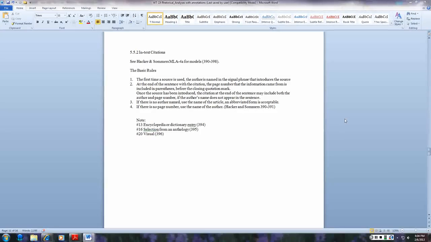So the basic rules: you use a signal phrase to introduce the source. The first time the source is used, the author is named in the signal phrase. At the end of the sentence, with the citation, the quote, or the borrowed material, the page number is included in parentheses. The citation at the end of the sentence may include both the author and the page number. Once the author has been introduced, the source has been introduced. If no author is named, use the name of the article. If there is no page number, use the name of the author, and then the entries for the encyclopedia and the selection from the anthology, as well as the visual, have particular forms that the Hacker and Summers text addresses.